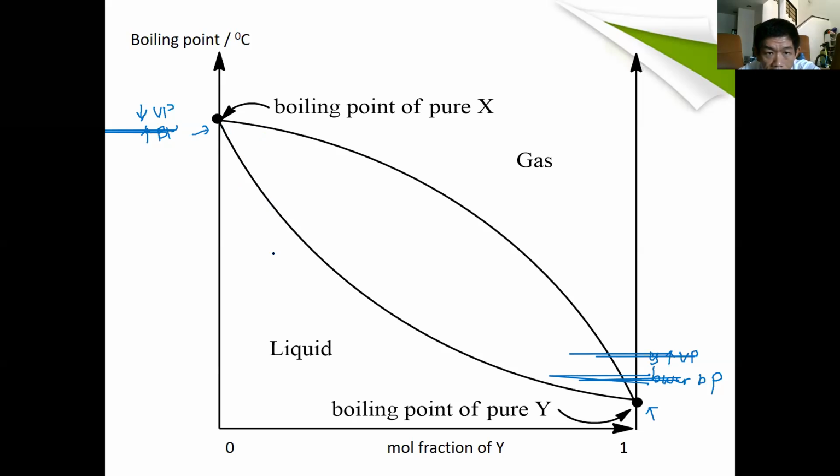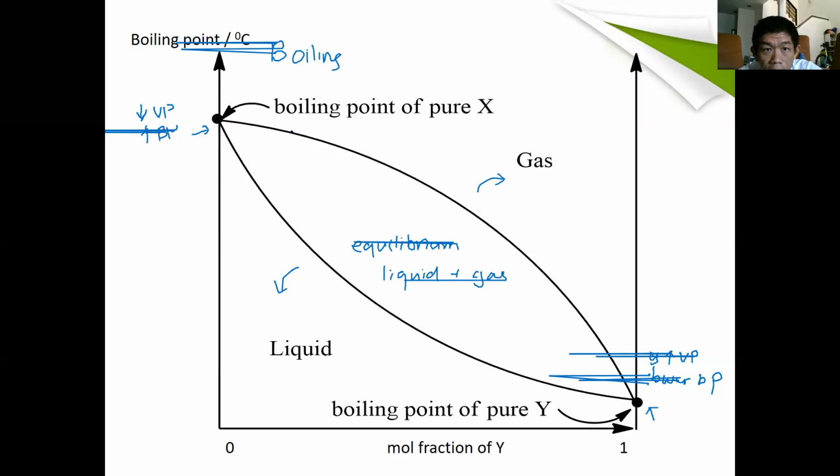And here, everything below the curve is liquid, everything above the curve is gas. And what happens in between? This is the equilibrium between liquid and gas. So everything within the curve is the equilibrium between liquid and gas. So this graph is what we call a boiling point.